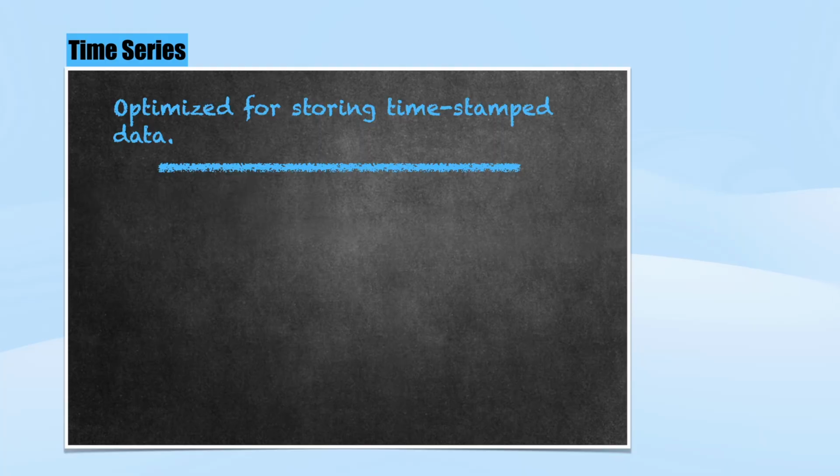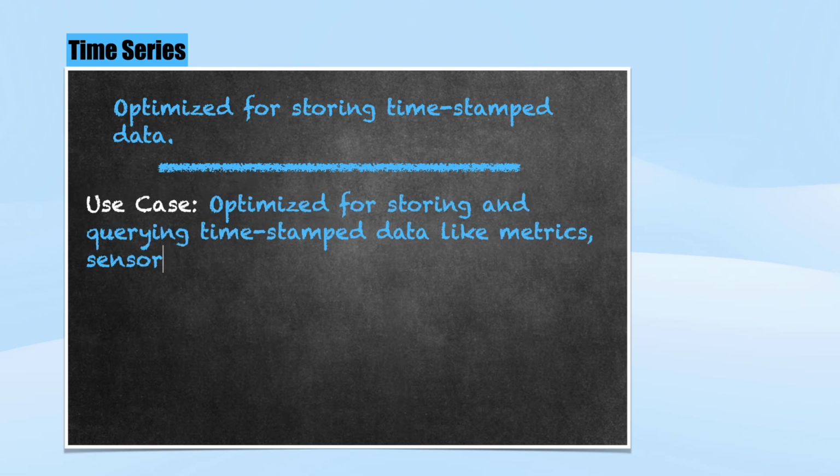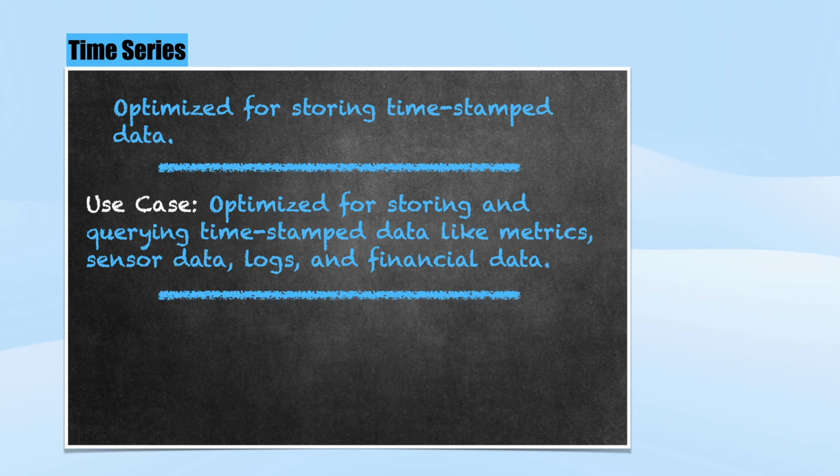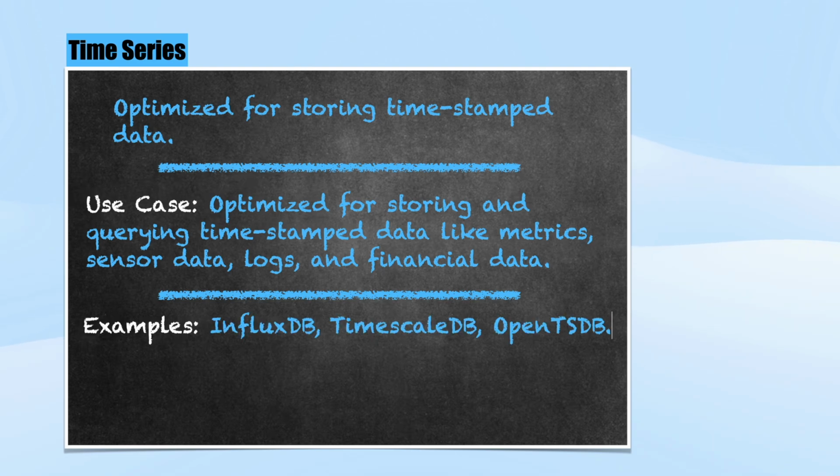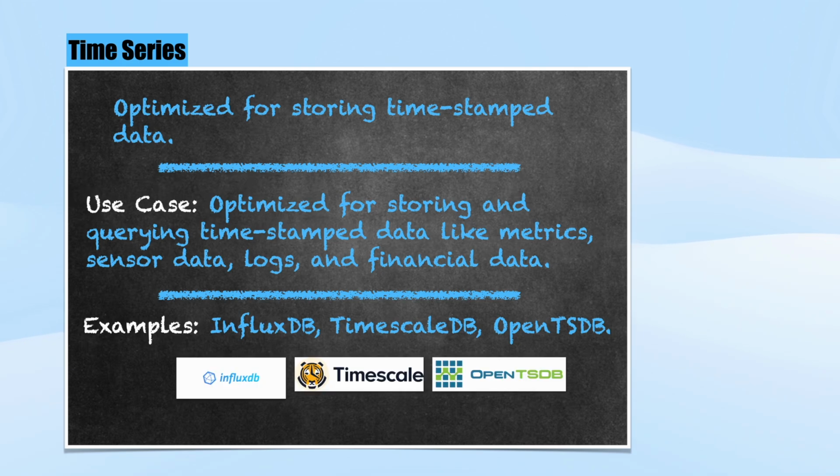So to summarize, time series databases are optimized for storing and querying timestamped data, making them ideal for applications that need to track metrics, sensor data, logs, and financial information. Examples like InfluxDB, TimescaleDB, and OpenTSDB are excellent tools for handling this kind of data, especially in real-time applications like cloud infrastructure monitoring.